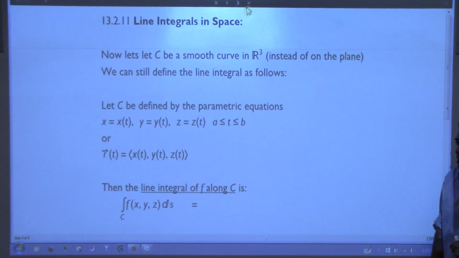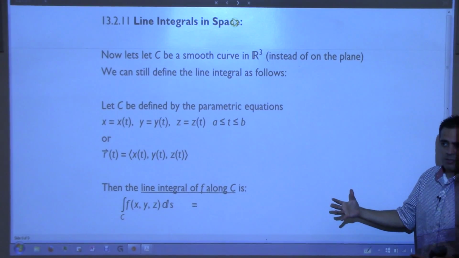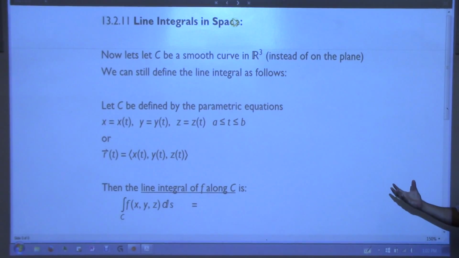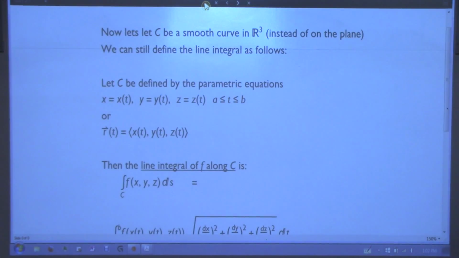But now our curve C, instead of it living in two-dimensional space, we're going to let that curve live in three-dimensional space. And we can still define a line integral, the same way that we did in 2D, in 3D, but we just can't visualize it. So let's say we have a curve C that is defined with a set of parametric equations. So we're going to have one additional piece to this, and that's we're going to have a Z equation.